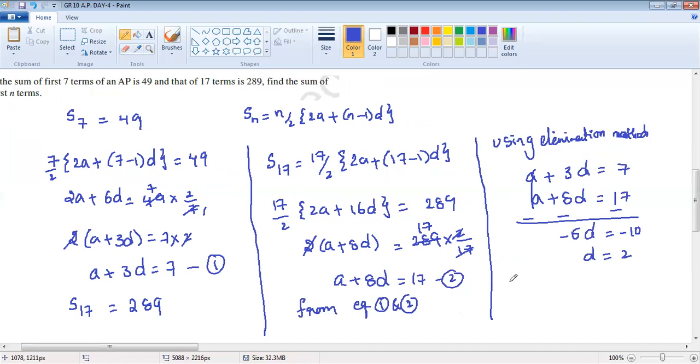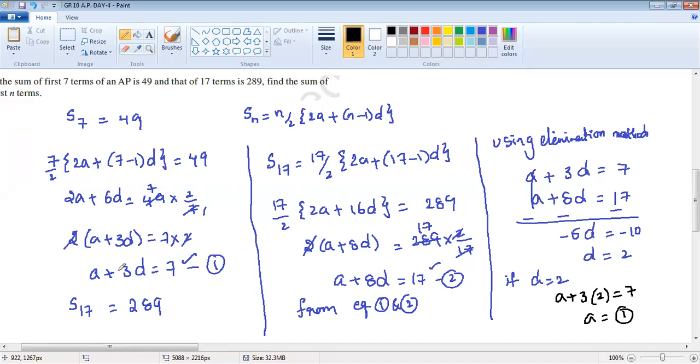So if d is equal to 2, then what is a? You can write this equation or you can write the other equation. When you substitute the d value 2, then it will come a plus 3 into 2, equation 1, I'm writing 7. So a is equal to 7 minus 6, which is 1.